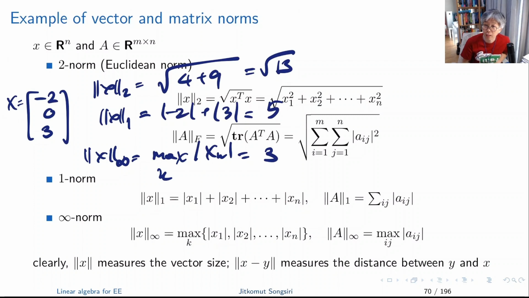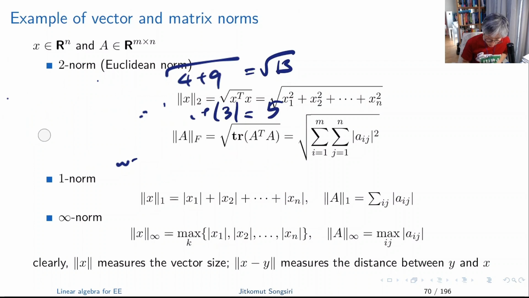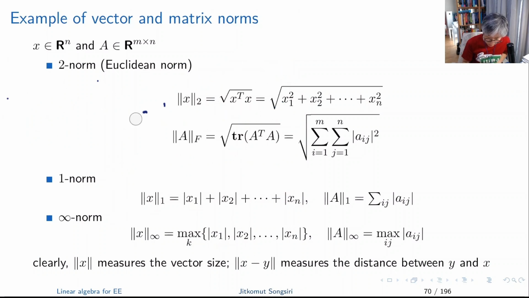That's it. And all these norm functions are already implemented in any software, MATLAB, Python. You can just call it, but you have to call the option correctly, whether you specify one norm, two norm, or infinity norm. I can show you real quick why some of these are norms.